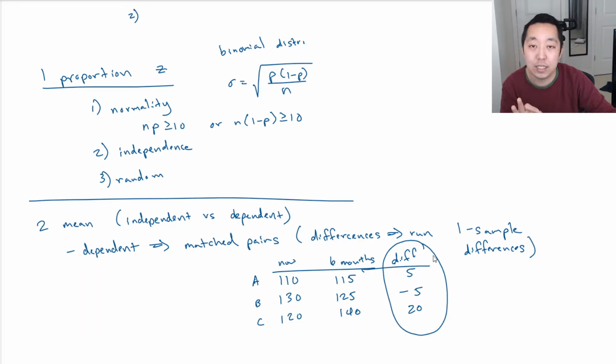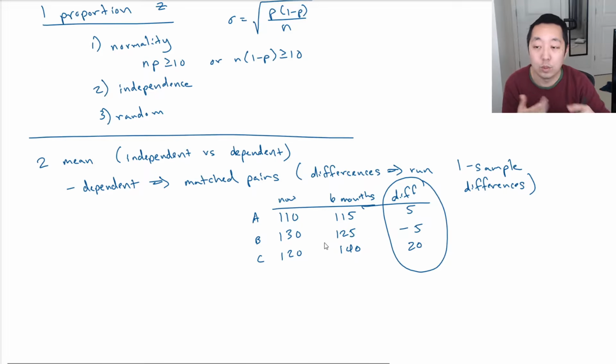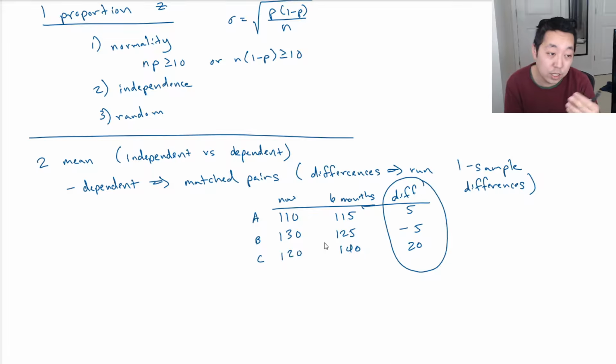So if it's dependent, you really turn it into a one sample and then run a one sample test on it. And again, your inferences are pretty much the same as before. Normality, that either the sample sizes are large enough to assume it.